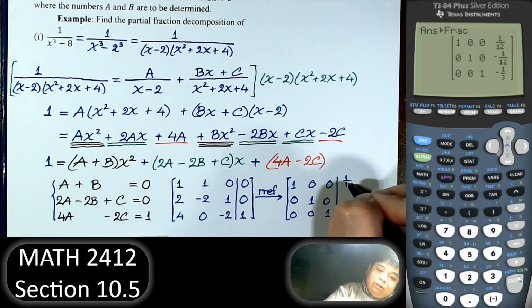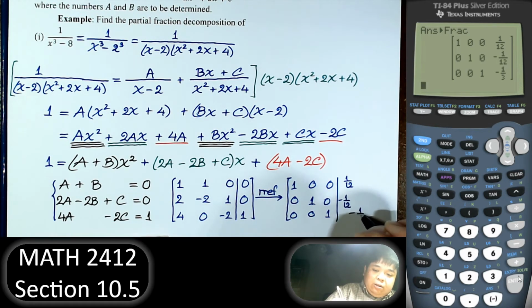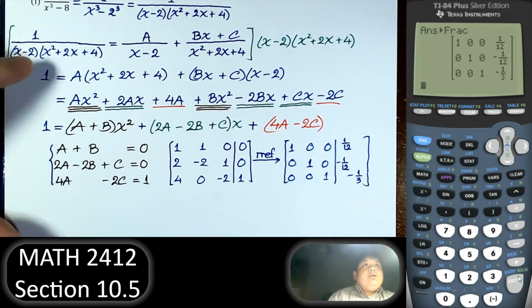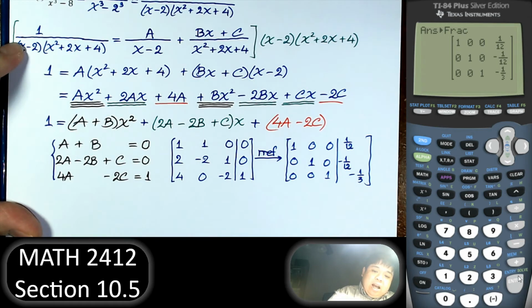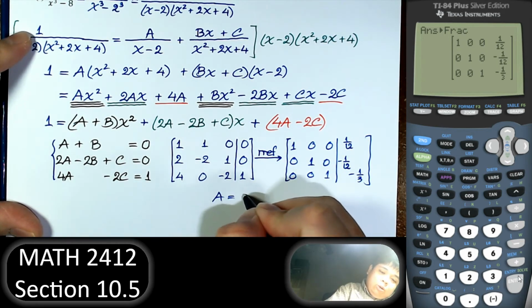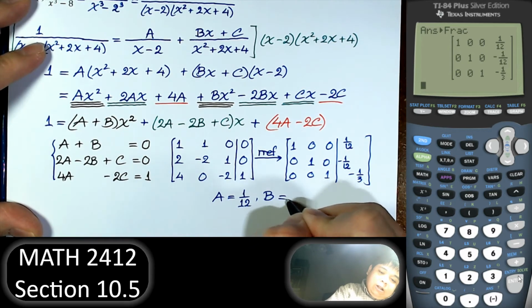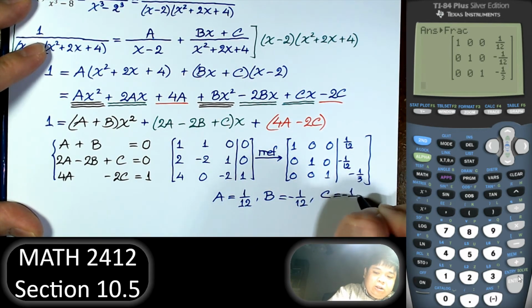1 over 12, negative 1 over 12, and negative 1/3. Right. So with that, of course, we can just break it down. As a is equal to 1 over 12, b is negative 1 over 12, and c is negative 1/3.